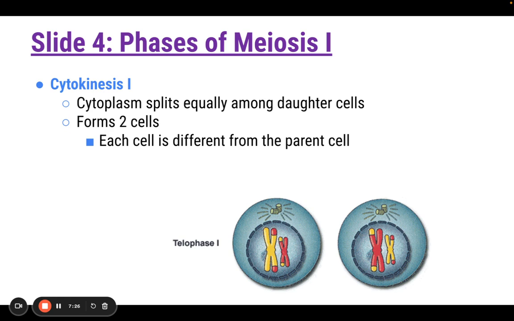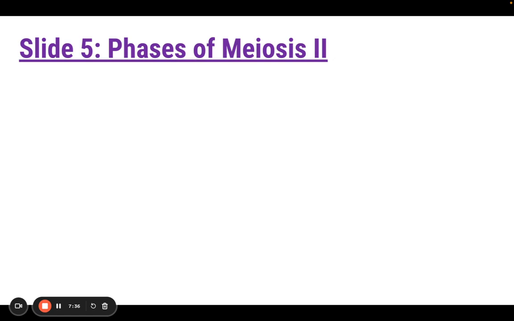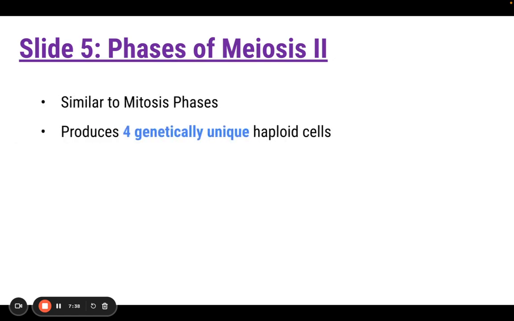Now, what's different about meiosis 1 compared to mitosis is the daughter cells are genetically different or unique from each other and from the parent cell. So now those 2 cells are going to enter the next phase of meiosis called meiosis 2. Again, you're going to notice that these are similar to mitosis phases with some slight differences as well. And at the end, we're going to have 4 genetically unique haploid cells.